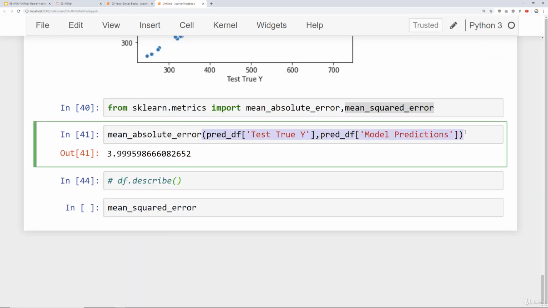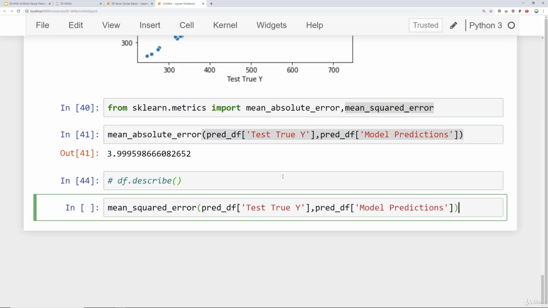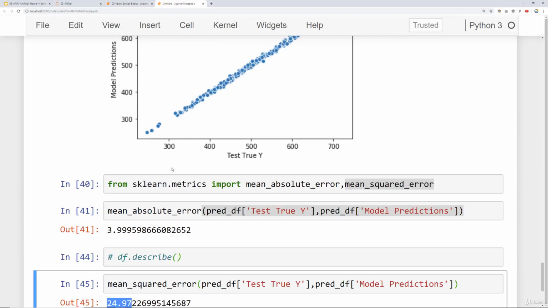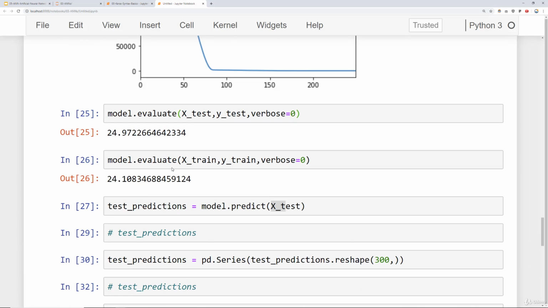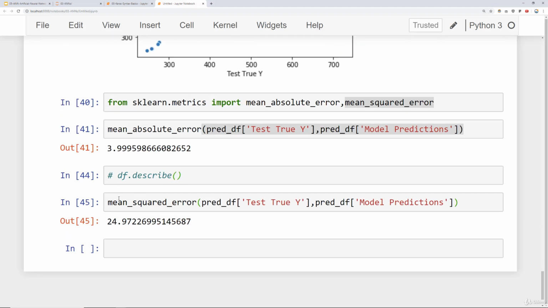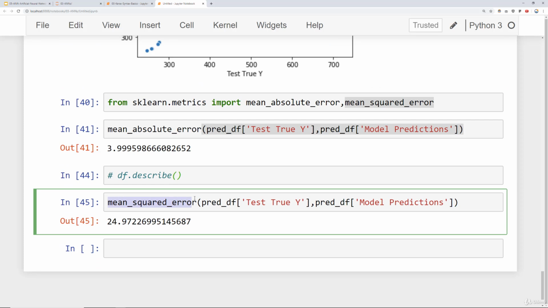So I can say mean squared error, go ahead and copy and paste this, and notice it's 24.97, which is essentially the same thing we got at the very bottom here when we said model.evaluate on x test versus y test, which makes sense because the original loss for the model was mean squared error. So essentially what this model evaluate line does is exactly what this line does. It just calculates the mean squared error for whatever you pass in, either the test set or the training set.